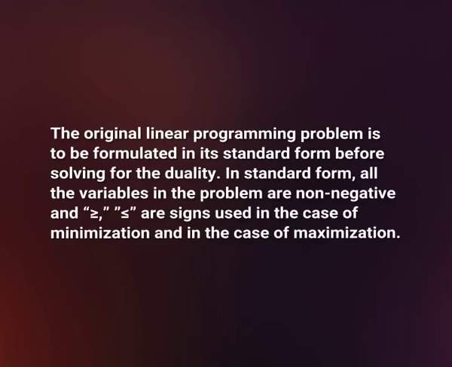Another form of the theorem states that both the equations have finite optimal solutions with equal optimal values of their objective functions if both problems have feasible solutions. The original linear programming problem is to be formulated in its standard form before solving for the duality. In standard form, all the variables in the problem are non-negative, and less-than-or-equal and greater-than-or-equal signs are used in the case of minimization and maximization respectively.